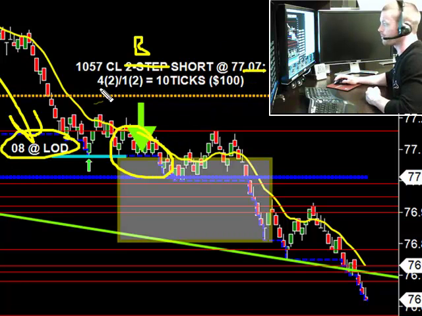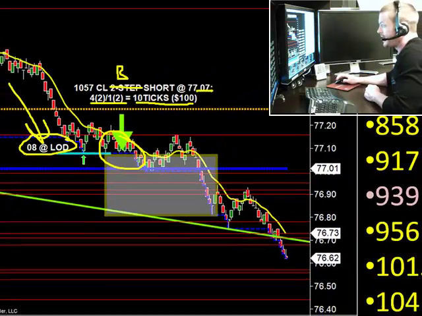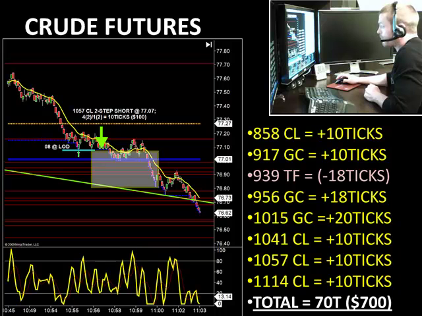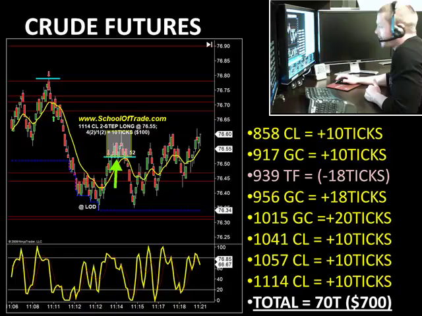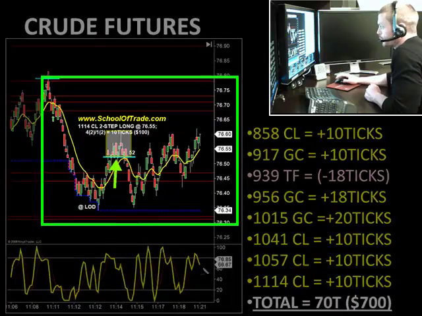77.07 was the fill. We took another +4 +1 for 10 ticks, guys. Another $100 in our pocket on the crude. And of course, that was our second to last, almost done here. 11:14 was our final trade of the day here. Another 10 ticks on crude, as you guys can see.